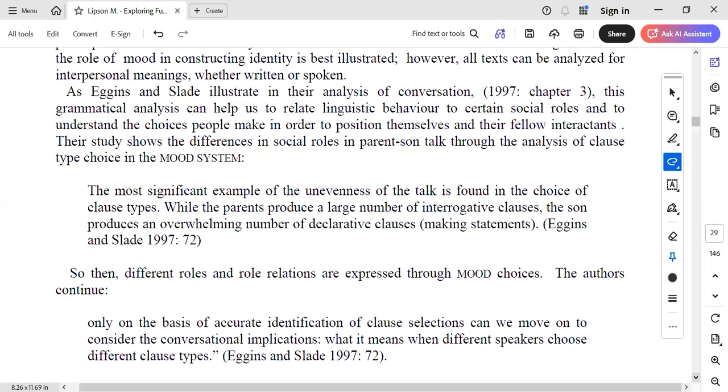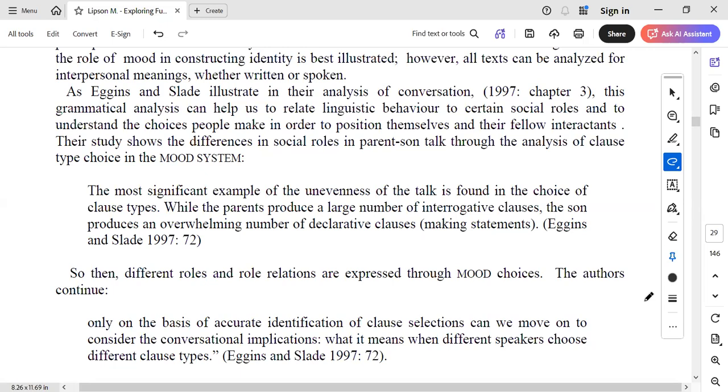Now, for example, you are appearing in an interview, right? What do you expect to be using most of the time? Declarative statements or interrogative? Sir, interrogative. No, they will be using interrogative. You will be using declarative most of the time. Yes, sir. You said it the other way around, right?